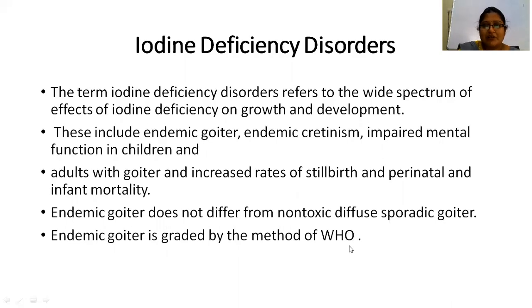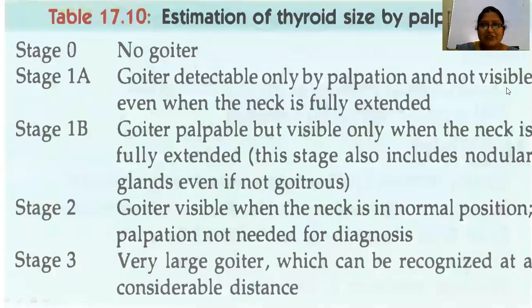This one is an important table. Estimation of thyroid size by palpation by WHO method. Stage 0, no goiter. Stage 1A, goiter is detectable only by palpation and not visible, even though the neck is fully extended. Stage 1B, goiter palpable but visible only when the neck is fully extended. Then stage 2, goiter is visible when the neck is in normal position, palpation not needed for this diagnosis. And then stage 3, very large goiter which can be recognized at a considerable distance.